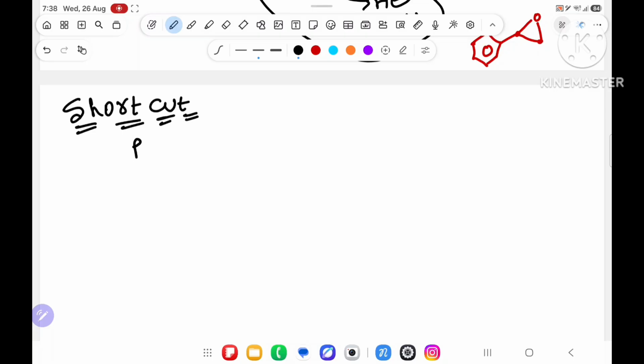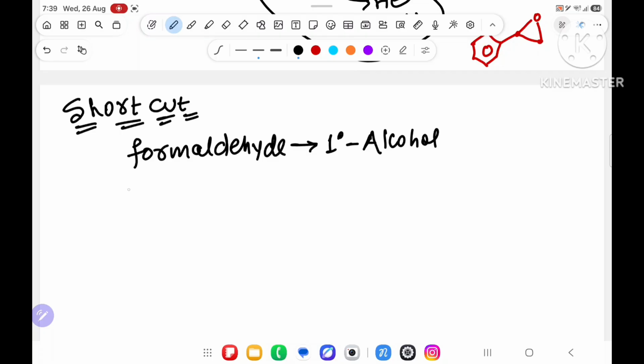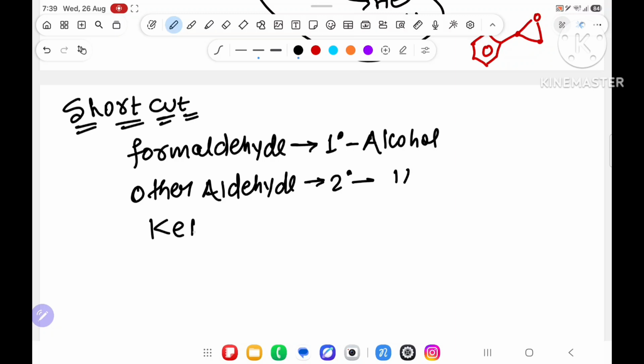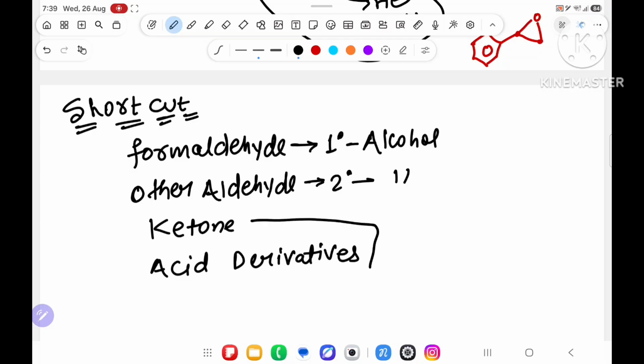In that shortcut you have to understand that if formaldehyde is there, formaldehyde will always give 1 degree alcohol. If other aldehyde, rather than formaldehyde, it will give 2 degree alcohol. If ketone is there or acid derivatives, what do you mean by acid derivatives? I will dictate you. Both will give 3 degree alcohol.